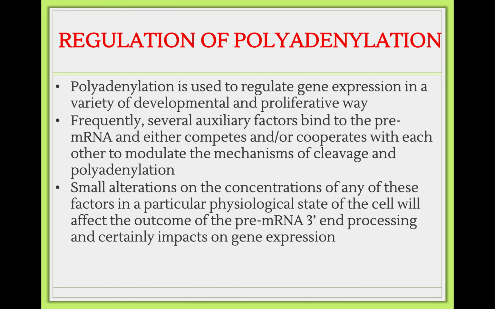Now, how is polyadenylation used to regulate gene expression? Basically it depends, and it is used to regulate in a variety of developmental and proliferative ways. Most often, several auxiliary factors bind to the pre-mRNA, and they either compete or cooperate, or sometimes both, with each other to modulate the mechanisms of cleavage and polyadenylation. There are also small alterations in the concentrations of any of these factors in the particular physiological state of the cell, and this would affect the outcome of the pre-mRNA 3' end processing, and would have certain impact on gene expression.